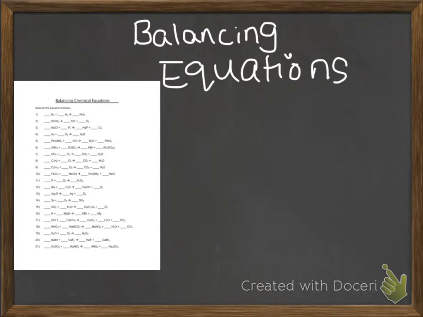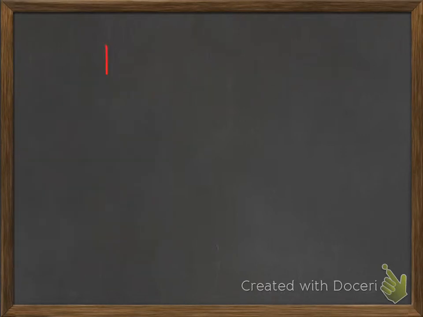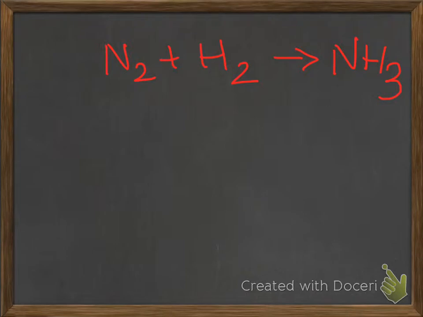So now in this worksheet, let's take our first one. Let's solve it. N2 plus H2. N2 plus H2 equals NH3. Now, the basic steps for balancing the following equation, I will tell you one trick.